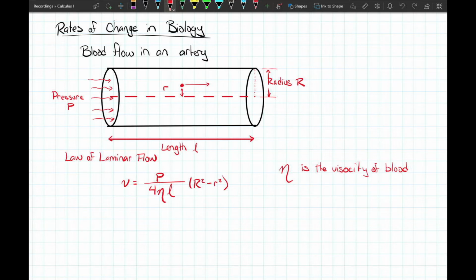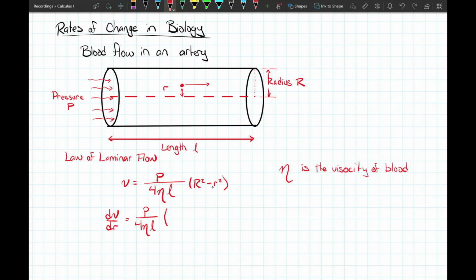Well, in this case, we're not taking the derivative with respect to time. In fact, v is already measured in terms of time, but we're going to see what happens to v as we start to change the position in terms of r. So we want to find a rate of change of flow with respect to distance from the center of the artery. And this is going to be a little different. We're taking the derivative with respect to r, not t.